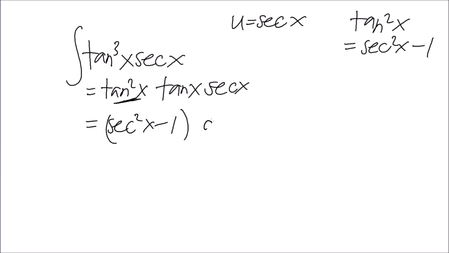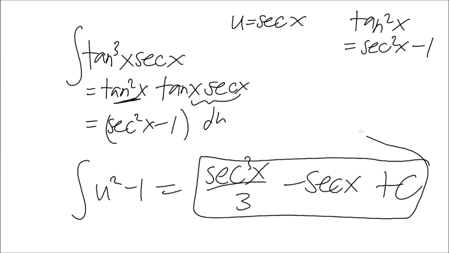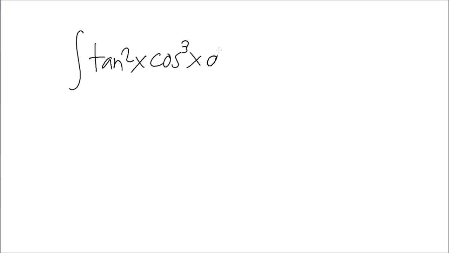And then our du here, right? So letting u equal secant x, we get u squared minus 1. Oh, okay, easy peasy. This is just secant cube over 3 minus secant x. And then we're done. What the heck? This looks a little awkward.